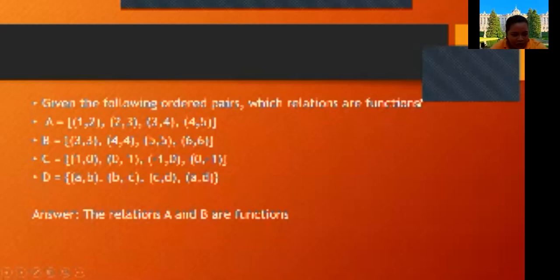How about letter D? The ordered pairs given in letter D are (A, B), (B, C), (C, D), and (A, D). Observe that A in the first ordered pair is repeated in the fourth ordered pair. So therefore, the given set in letter D is not a function.